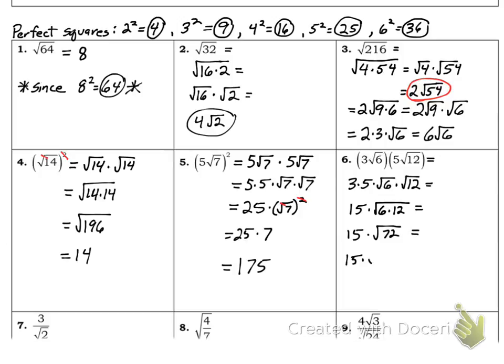So I'm going to have 15 times the square root of 36 times 2. Well, that's just going to be 15 times the square root of 36 times the square root of 2, which is just going to equal 15 times 6 times the square root of 2, which is just going to equal, well, 6 times 15, that's 60, plus 30 equals 90 square root of 2.